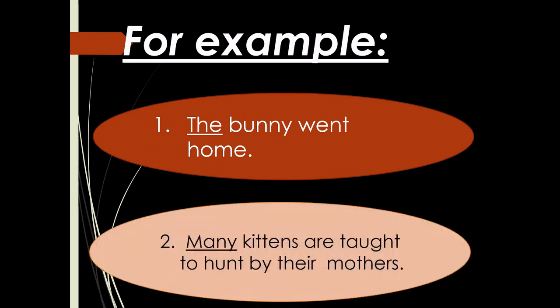Let's see the next example. Many kittens are taught to hunt by their mothers. Here, kittens word is noun and many is determiner. That is why many word is used before the word kittens.